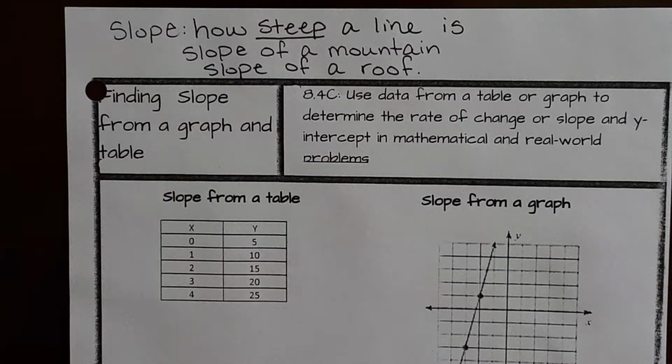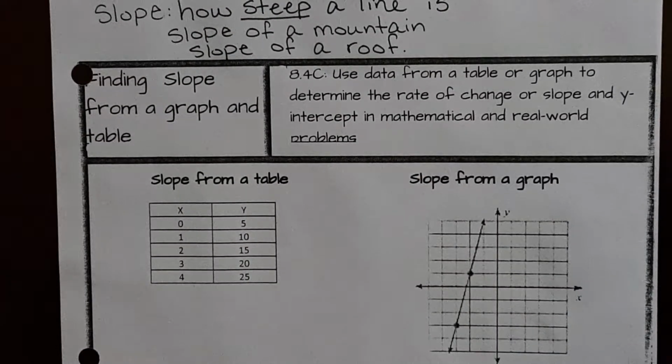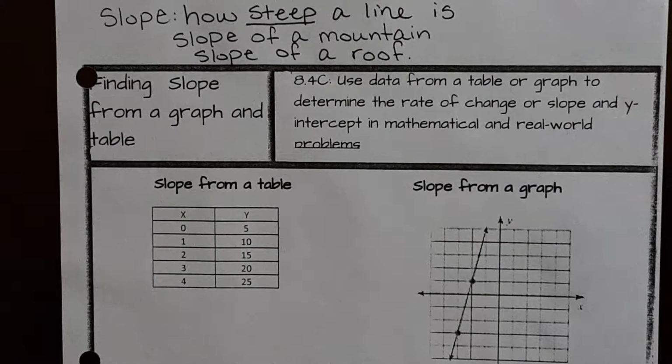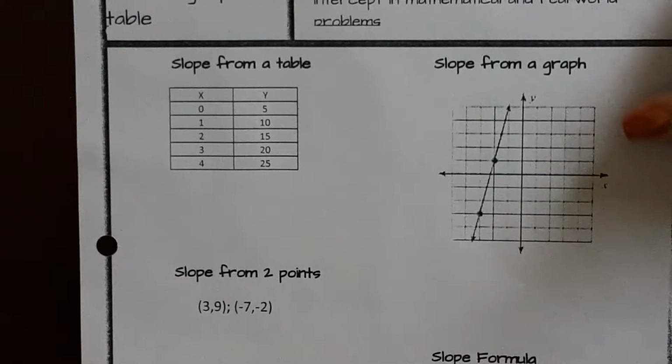Okay? So, in previous grades, when you were finding slope, they taught you to use the method of finding rise over run. And that works great on a graph. However, in 8th grade, we have to find slope in 2 other ways, which include finding the slope of a table of information and finding the slope of 2 points.